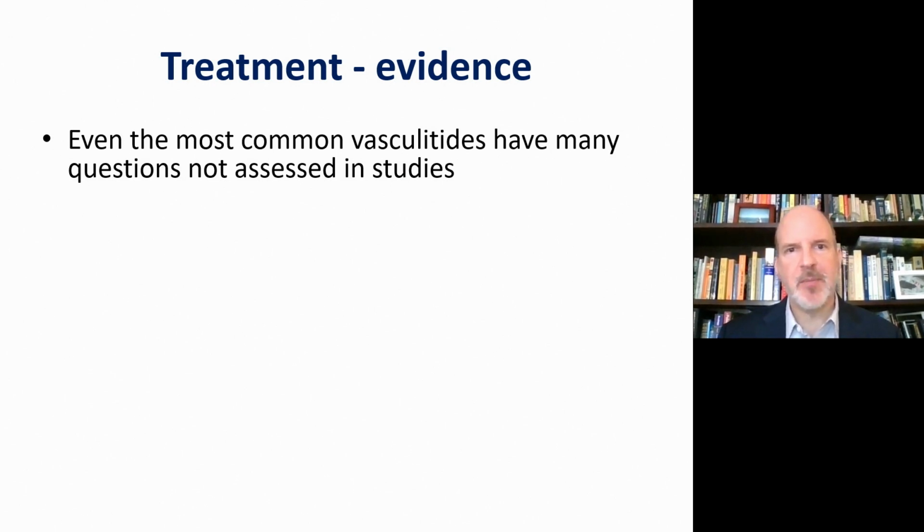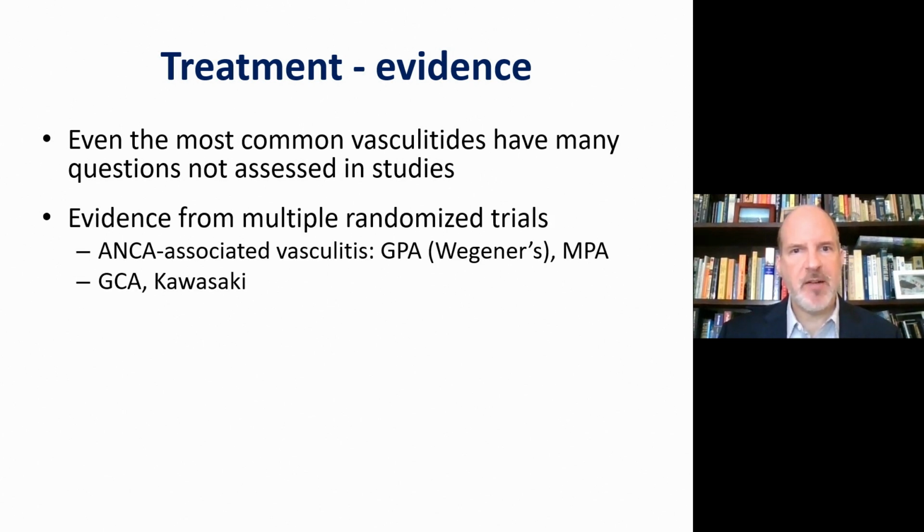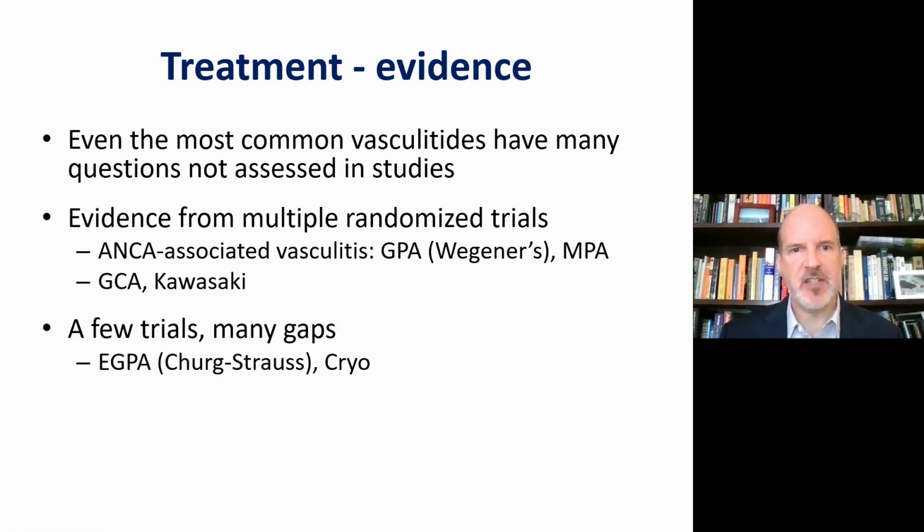But there's a common element that even the most common of the diseases I just showed you have a lot of questions that haven't been assessed in high quality clinical trials. We do have evidence from multiple randomized trials in ANCA-associated vasculitis, meaning generally GPA, formerly known as Wegener's, or MPA. Quite a few randomized trials in giant cell arteritis and in Kawasaki disease, which I'm not going to talk about because it's exclusively a disease of children.